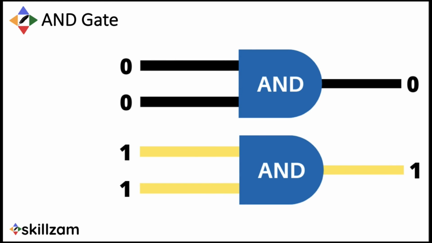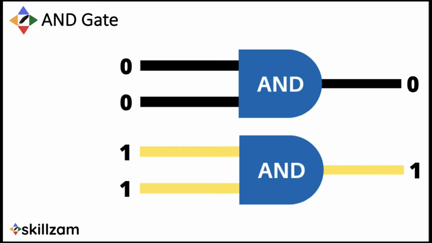Just the opposite would happen when the wires are in the on state, carrying a value 1. Both the wires enter the AND gate and output the value 1, which is on. So the AND gate is a Boolean operation, an operation on values that are either true or false, and it outputs true or false based on the logical manipulation of those inputs.